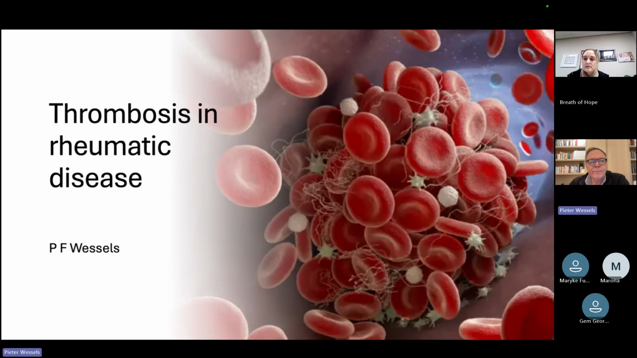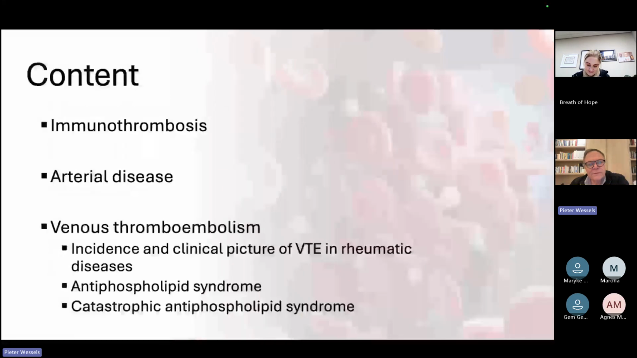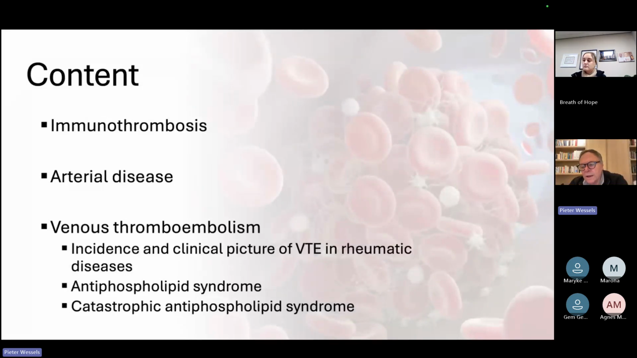Yes, indeed. Okay. I'm sure you all thought this is going to be antiphospholipid syndrome. It will be hardly antiphospholipid at all. It's actually mostly about other things. So we're going to look at thrombosis in rheumatic disease under three headings. The first, immunothrombosis, just an explanation, because I think we all know about it, but we don't really think about it that much. I don't think we need to think that much, as long as we know about it. And then arterial disease, and then venous thromboembolism.